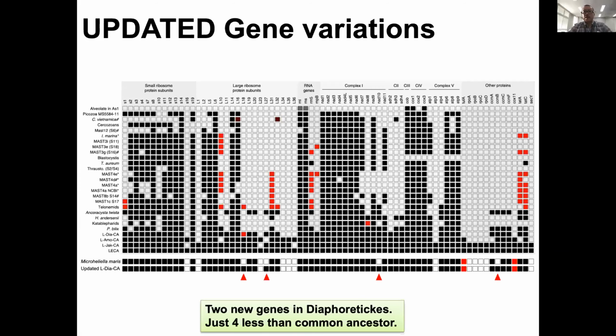So this is the updated gene list of various protists. The second from the bottom shows the gene content of Microheliella maris, MH, and the updated gene content of the last common ancestor of Diaphoretickes is here. The red ones are newly identified genes. So this is TatA and this one is COX11. TatA and COX11 have not been reported from Diaphoretickes members before, so this is the first report.